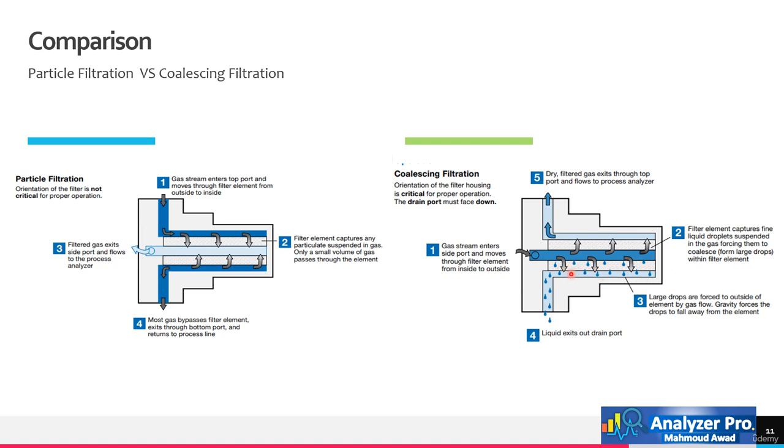The fourth point is the exit of the gas from the elements. In particulate filtration, most of the gas bypasses the filter element and exits through the bottom port and returns to the process line. While in a coalescing filter, all the gas passes through the filter element, and dry filtered gas exits through the top port and flows to the process analyzer, and liquid exits out from the drain port.